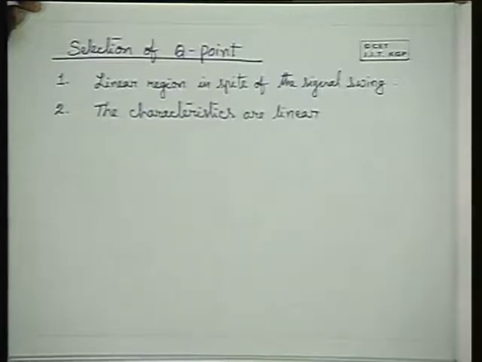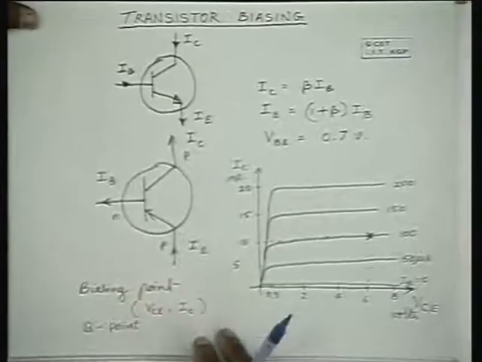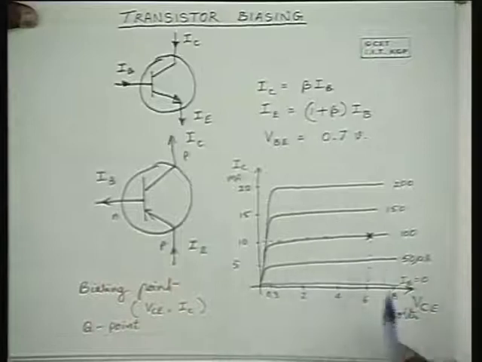If you apply a sine wave, it should remain as a sine wave at the output. It should not have some distortion as far as possible. So we select an operating point in the linear region as far as possible. These are the two important considerations in selecting the Q point. So let me explain each one briefly. Please look at these characteristics.